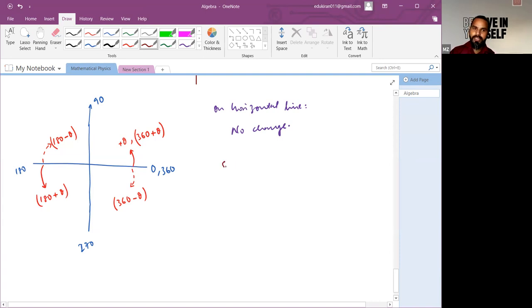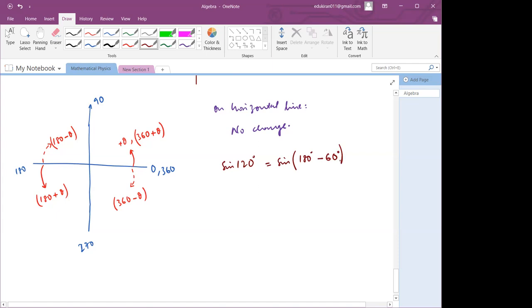Suppose you have to calculate the value of sine 120 degree. First of all, try to write this particular value in terms of 180 degree or 360 degree. So we can write this 120 degree as sine of 180 degree minus 60 degree. Is it clear to everyone? Yes, sir.